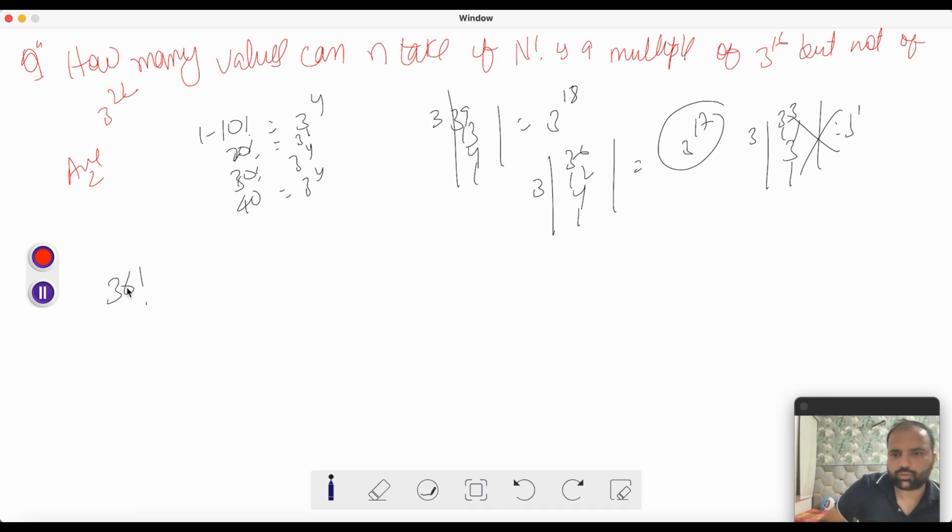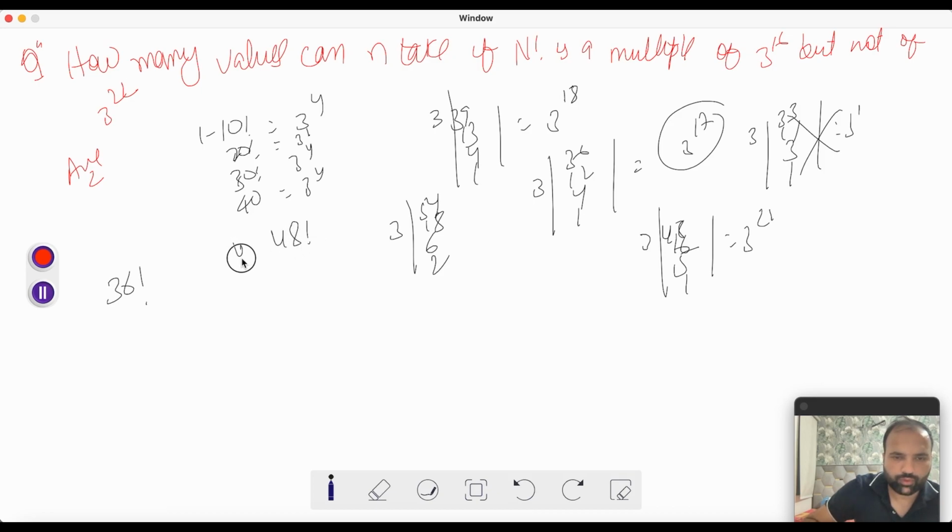Okay, but not of 3 to the power 22. Where are we going to get 22 about here? Okay, so 16, 50. So if we take 54 again, how much was that? 18, 6 to 26 we are getting. So 51 we can take 48. So it is 3 to the power 20. Okay, so up to 47 we can take.